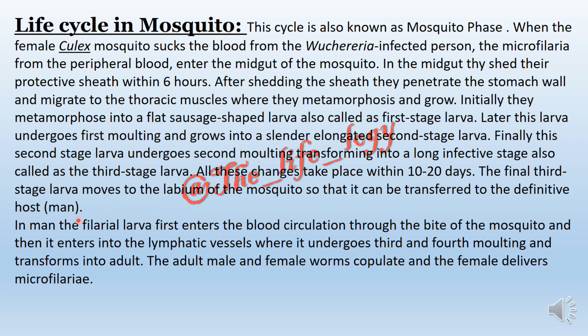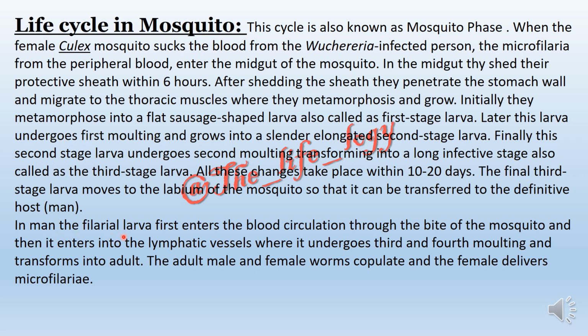So basically, earlier the infective stage was 70 days in the mosquito, but here the changes take place within 10 to 20 days, and finally the larva moves to the labium of the mosquito so that it can be transferred to the definitive host, man. Means they can transfer the infective stage of the larva into a healthy man, right?